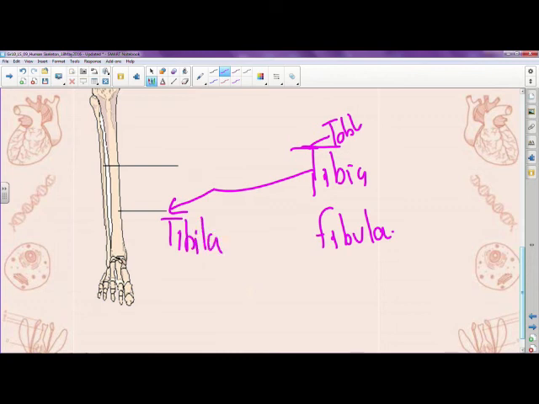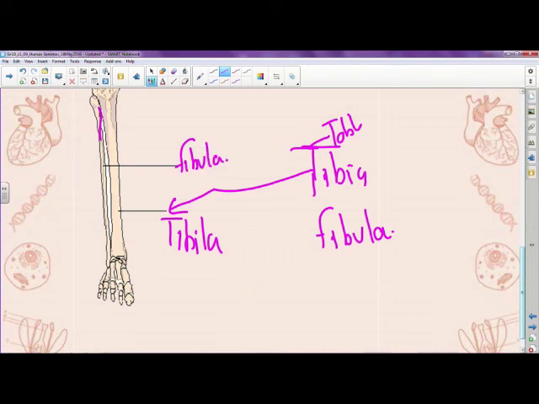tibia. Now, any of you guys ever had a chicken leg? And that's a small little thin bone when you have your chicken leg, and then you've got this funny little bone at the side, you can almost use it as a toothpick. Right, that's this bone over here. And that is called the fibula.